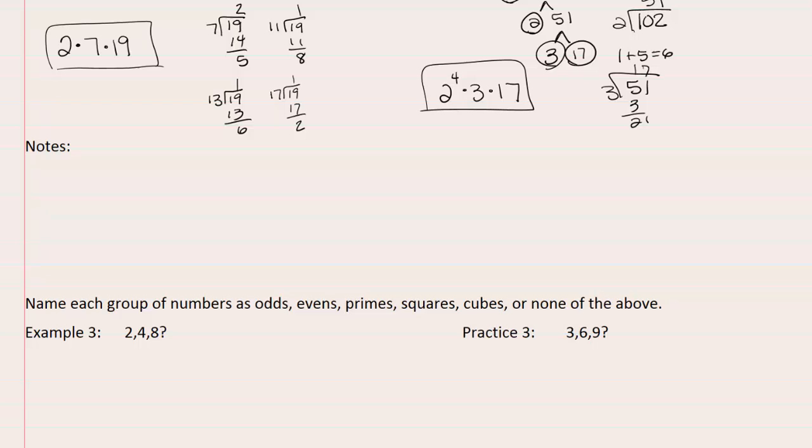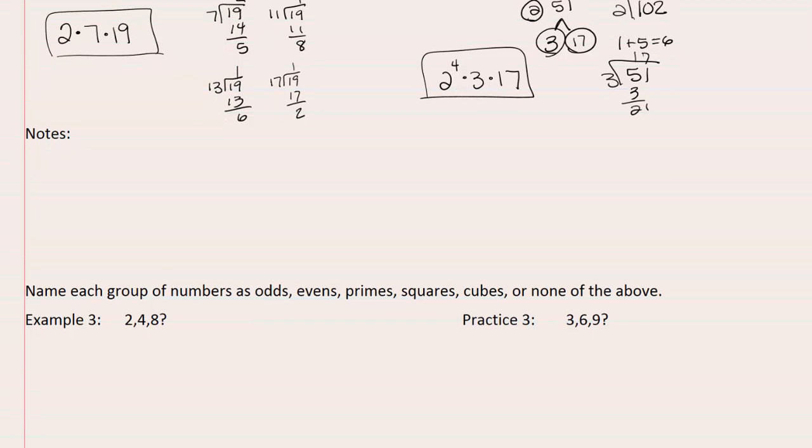So first we need to remember what each of these groups are that we are going to identify. So the first group we have is odds. Odds are numbers that end in 1, 3, 5, 7, or 9. Those are odd numbers. And then remember, even numbers end in 2, 4, 6, 8, or 0.